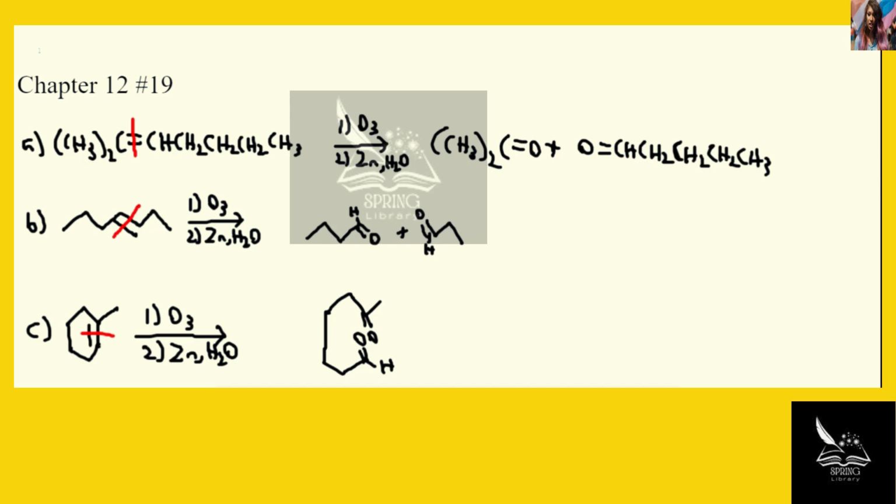Again, that's the way I think to approach this type of problem. Just draw a line through the double bond that we're cutting, and then draw the parts of the molecule to either side. And remember to just replace that double bond with carbonyls. And that's the answer to Chapter 12, problem number 19.